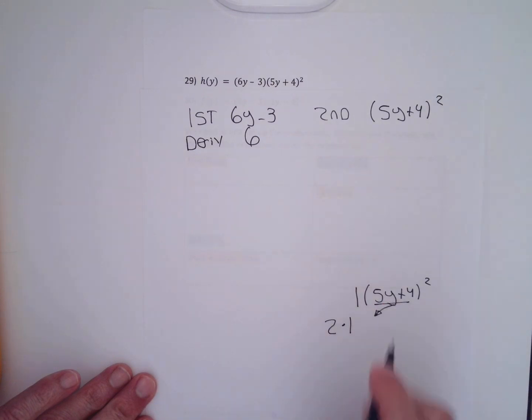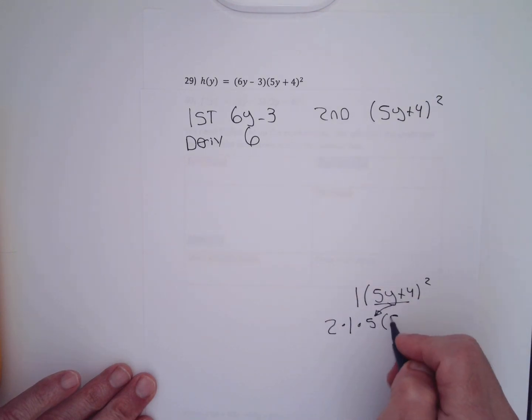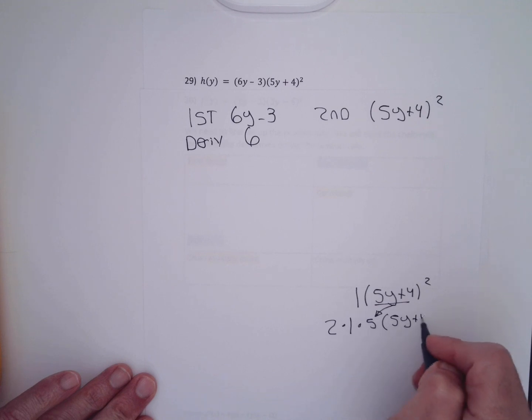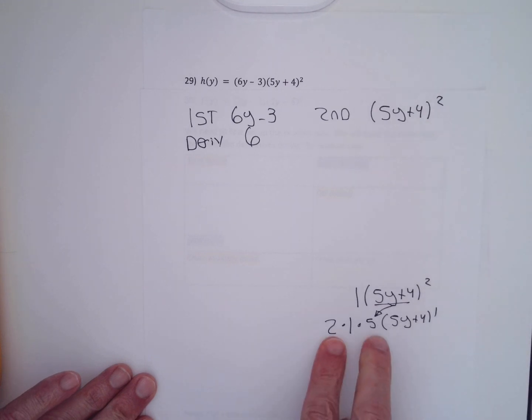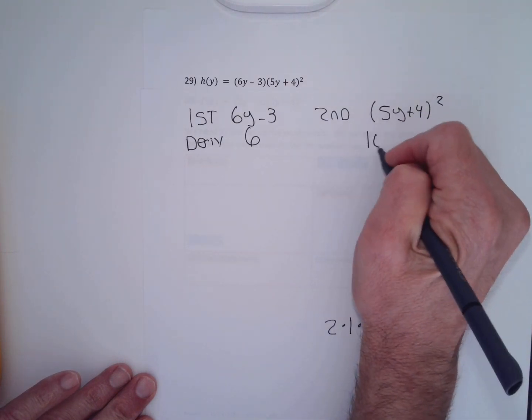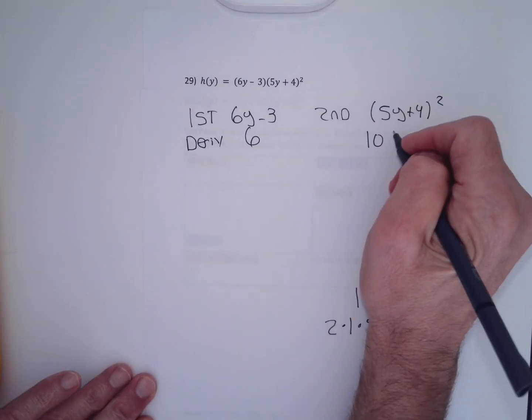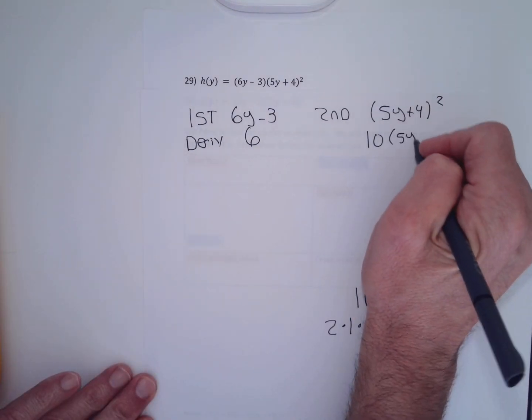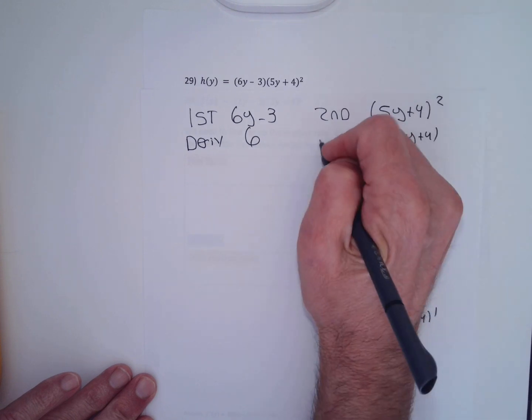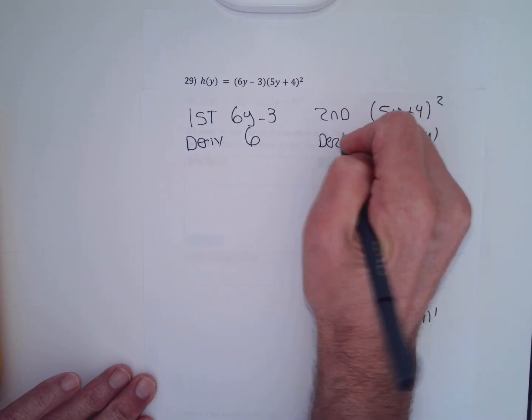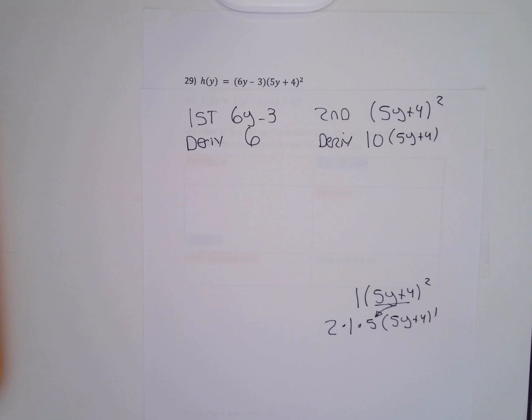The derivative of 5y is just 5. The derivative of 4 is 0. And then I lower the exponent by 1. So this derivative is going to be 2 times 1 times 5 times (5y plus 4) to the first, which is 10 times (5y plus 4). So I do get the chain rule, but just not as my primary rule. My primary rule here is the product rule because I'm multiplying and both factors have a variable.